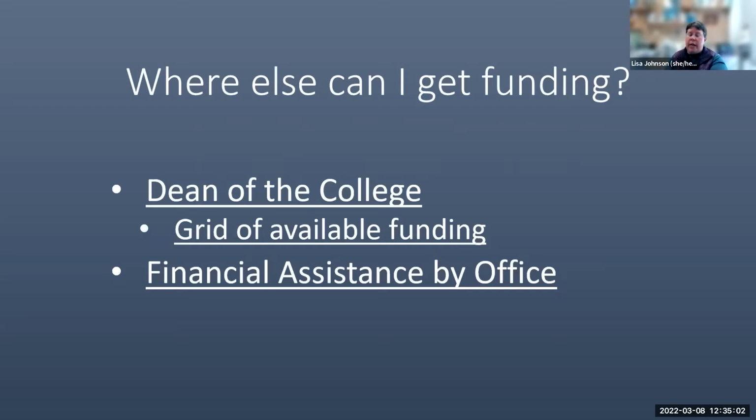So as we mentioned, where else can you find funding on campus? The dean of the college has information, and Angela is going to put a link into our chat right now with the dean of the college and funding. And on that webpage, you will find a grid of available funding. It's important to pay attention to the information in that grid because one, you definitely want to apply for anything that you're eligible for, but two, you don't want to apply for things that you're not eligible for. So just make sure that you're applying and asking for money where you can.